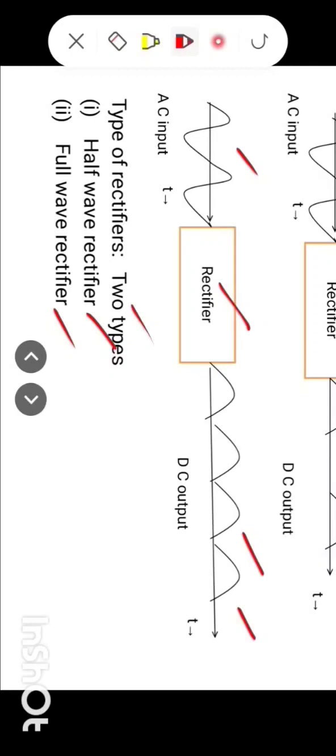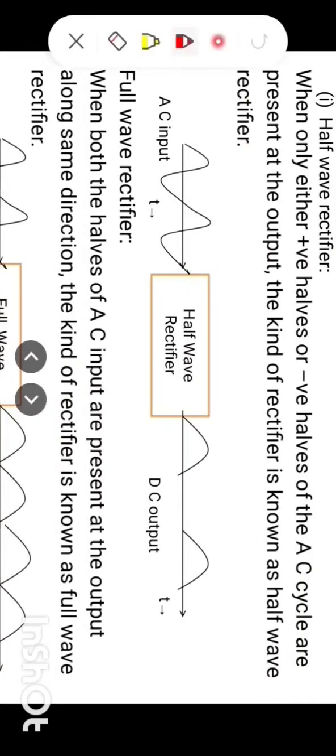Now we are to take up one by one. First we will take up half wave rectifier and explain how rectification takes place. Then we will take up full wave rectifier and we will explain how rectification takes place. Now first we take up half wave rectifier.